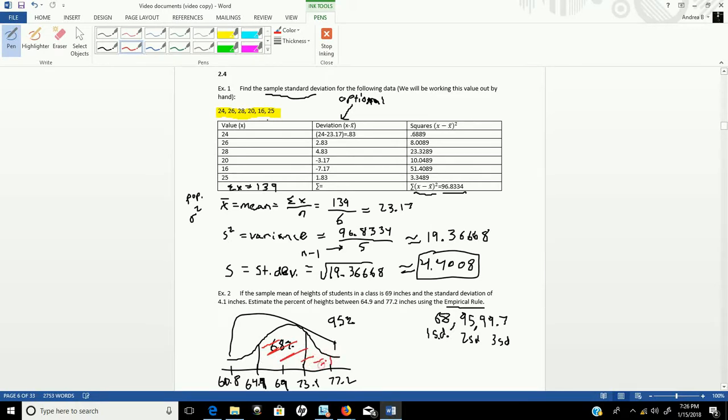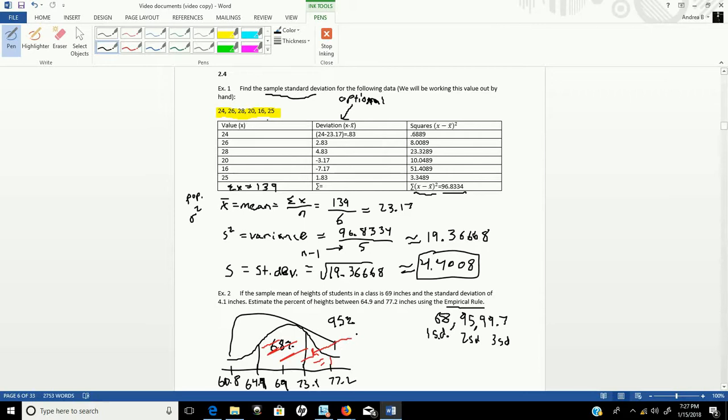So it's definitely going to be more than 68%, but it better be less than 95 because this does not include this region from 60.8 to 64.9. It does not include that region. It doesn't go down that far. So what we really need here now is to calculate what this region is in here, in between that 73.1 and the 77.2.